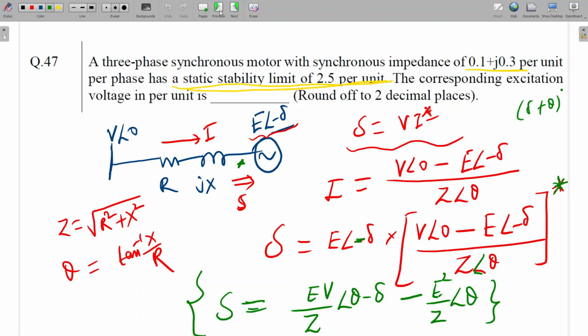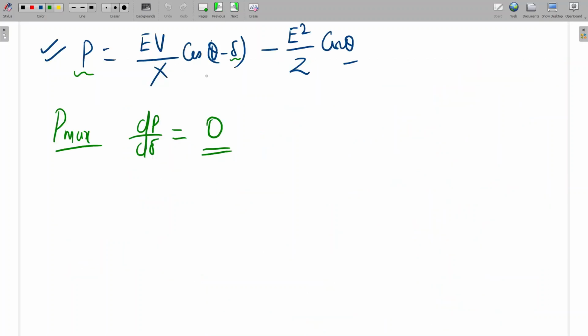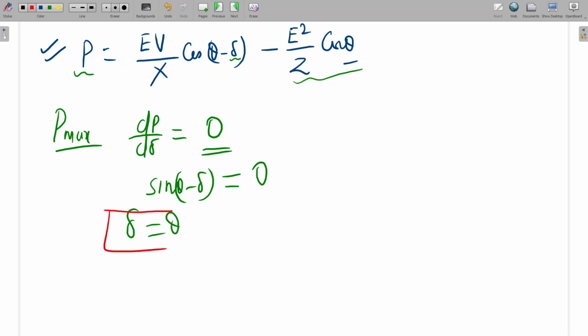Sine theta, so it will be minus sine, and minus delta is there. So what will be sine theta minus delta? Differentiation of cos will be minus sine, and here minus is there inside, so it will be minus 1, so it will be plus sine theta minus delta, and this differentiation will be 0, so it will be equal to 0. So what we can say from here is that delta is equal to theta. When the load angle is equal to the synchronous impedance angle, that is the case when maximum power transfer will happen. Is it clear?